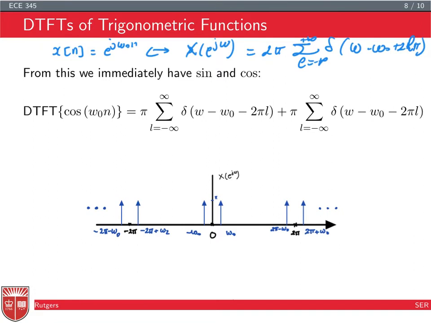Now we get to another question, which is to find the DTFT of the cosine function. By Euler's formula, the cosine function can be written as a sum of two complex exponentials. So I can write this as 1/2 times (e^(j omega 0 n) plus e^(-j omega 0 n)). Then by linearity, the DTFT of the cosine is going to be the DTFT of this part plus the DTFT of this part, times 1/2.